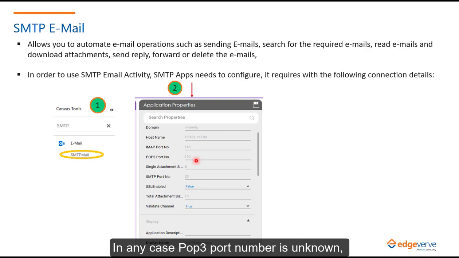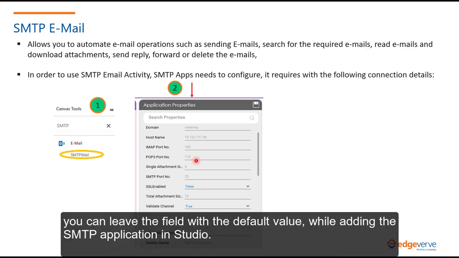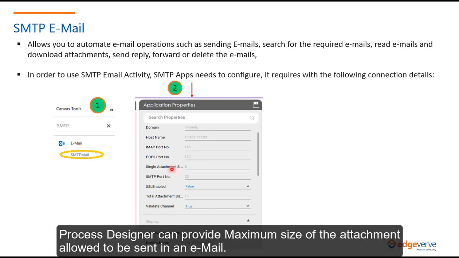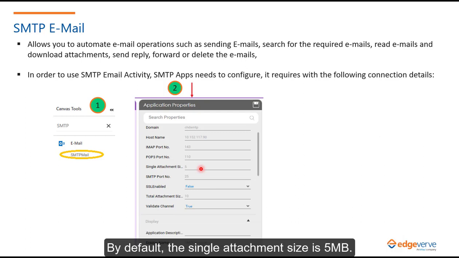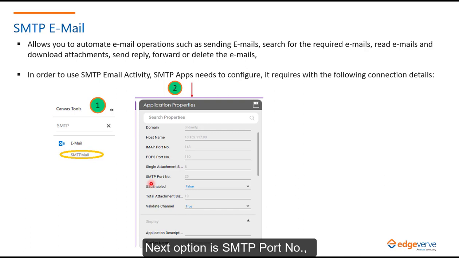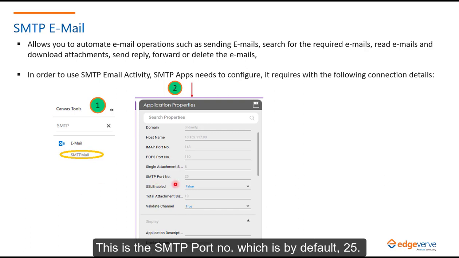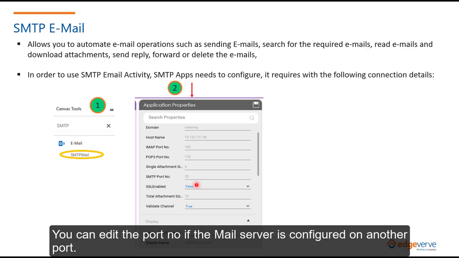In any case, if the POP3 port number is unknown, you can leave the field with the default value while adding the SMTP application in Studio. Next one is single attachment size. Process Designer can provide the maximum size of the attachment allowed to be sent in an email. By default, the single attachment size is 5 MB. Next option is SMTP port number. This is the SMTP port number, which is by default 25. You can edit the port number if the mail server is configured on another port.